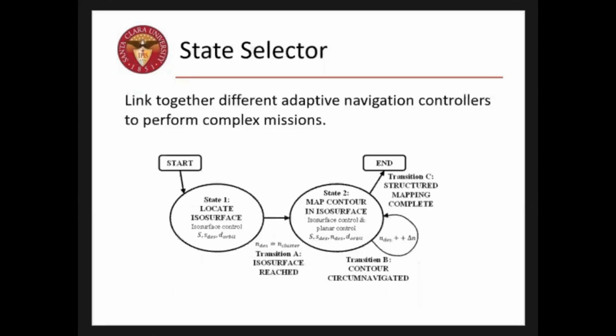The state selector layer links together different adaptive navigation controllers to perform complex missions. For example, when performing isosurface mapping, the state selector alternates between complete orbits traveling in the isosurface of the plane and moving set distances along the isosurface.